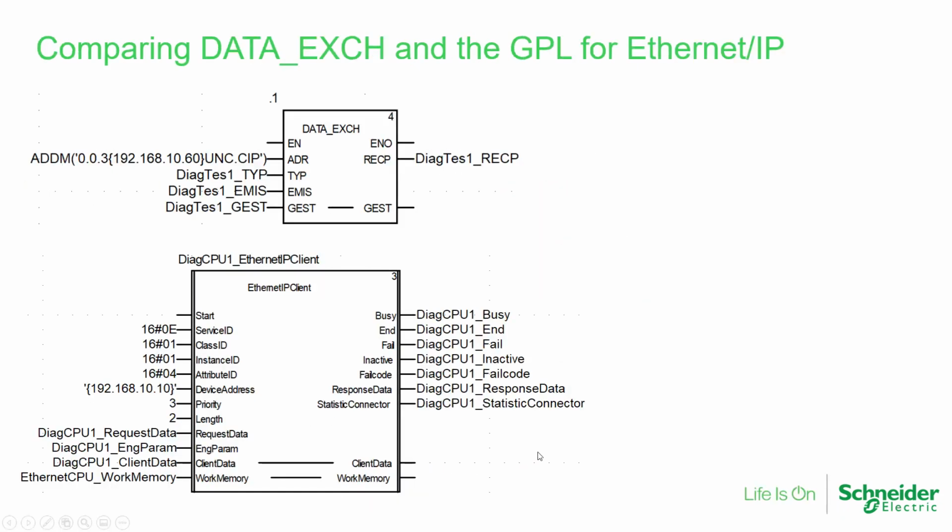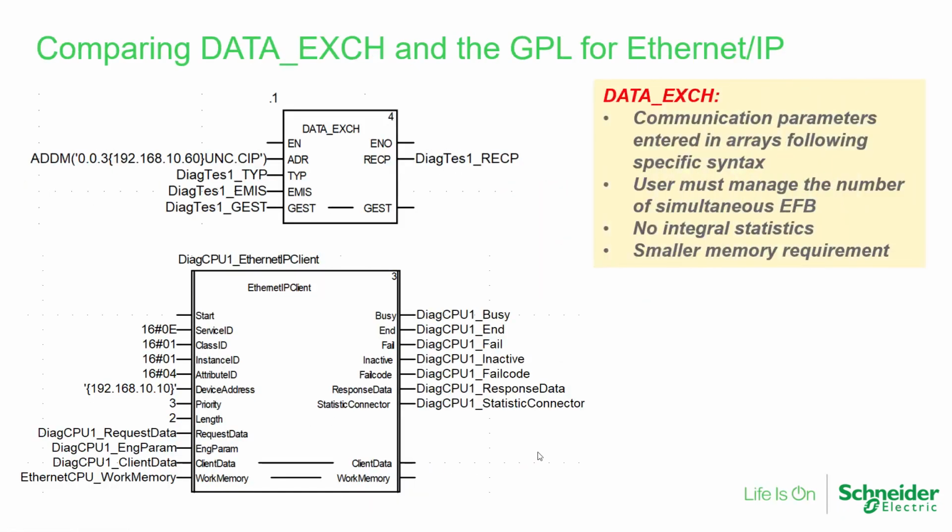So if we compare these two methods side by side, in the first case, for the data exchange function block, you will notice that the communication parameters, such as class, instance, and attribute, must be passed on to an array following a very specific syntax, and this will be done through the fourth input pin with the data to send array of the data exchange function block. Secondly, the user must manage the number of simultaneous queries that are being sent out the communication port, so there might be additional logic that the PLC programmer has to include to control the way in which these data exchange function blocks are being triggered.